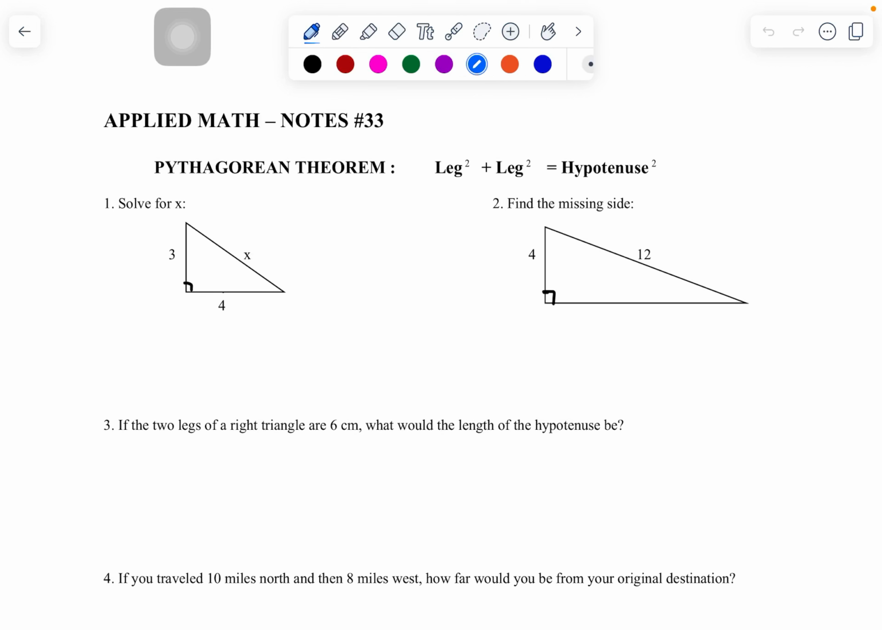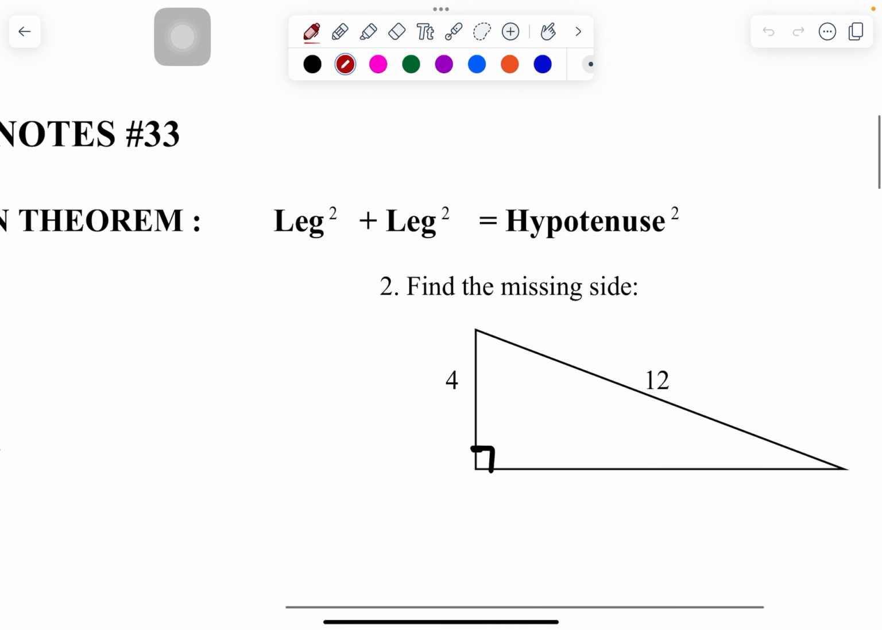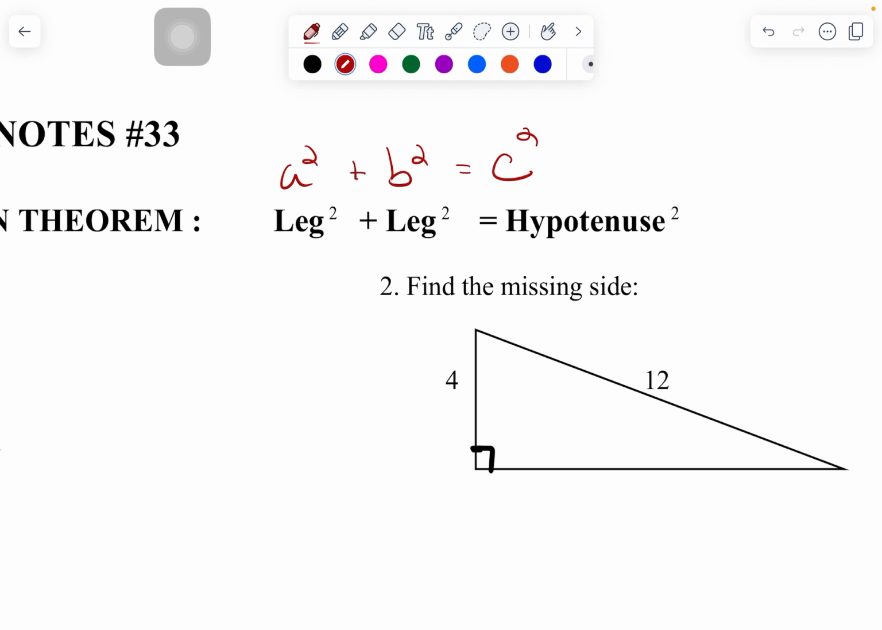All right, this is going to be notes 33, at least the first part, and we're going to talk about the Pythagorean Theorem. So there is a lovely formula right here. Leg squared plus leg squared equals hypotenuse squared. You will oftentimes see this written as a squared plus b squared equals c squared, which means the exact same thing. A and b are the legs of the right triangle, and c is the hypotenuse.